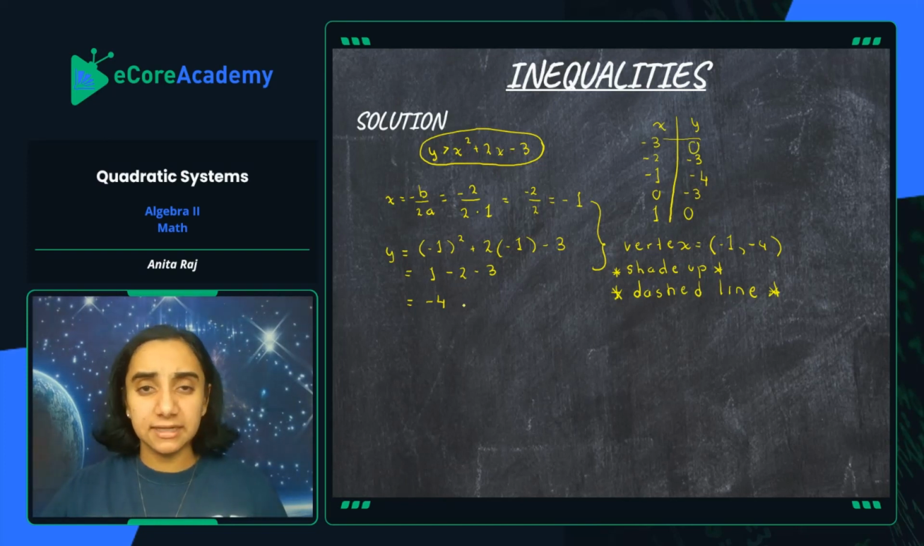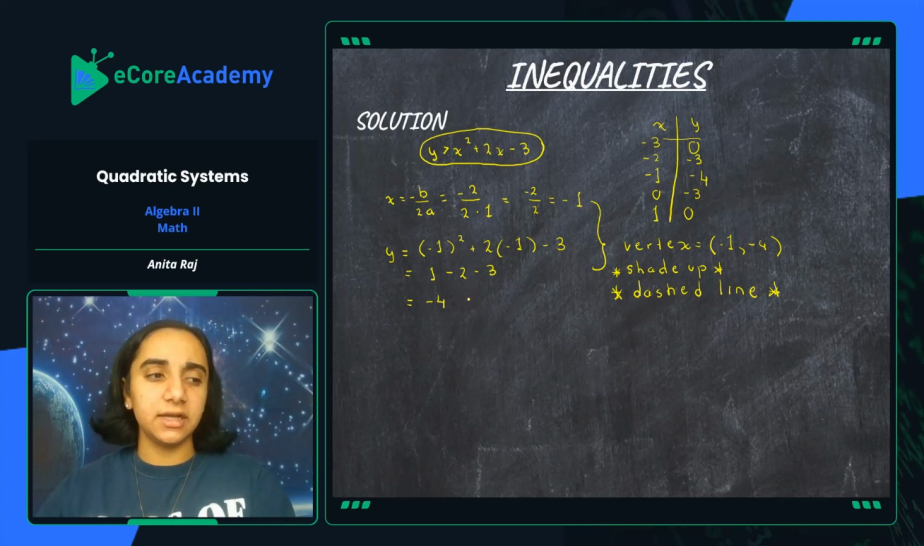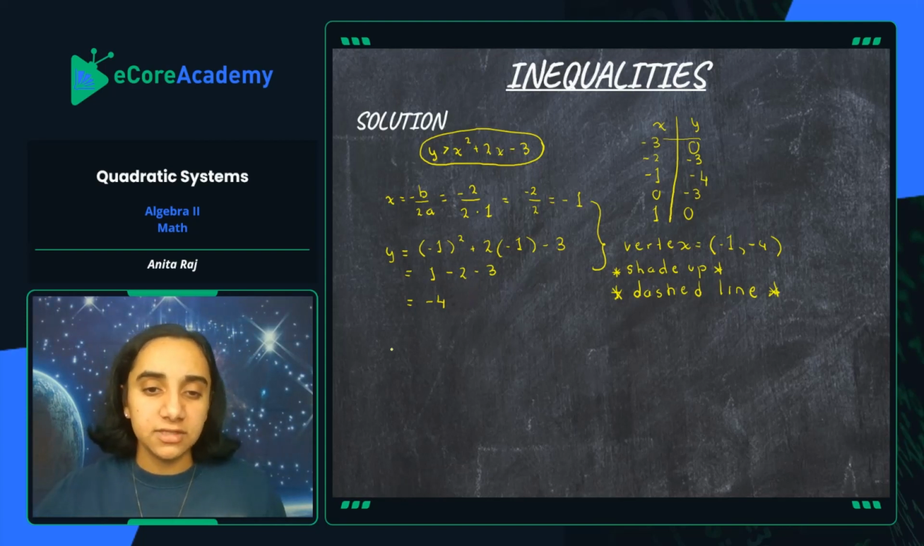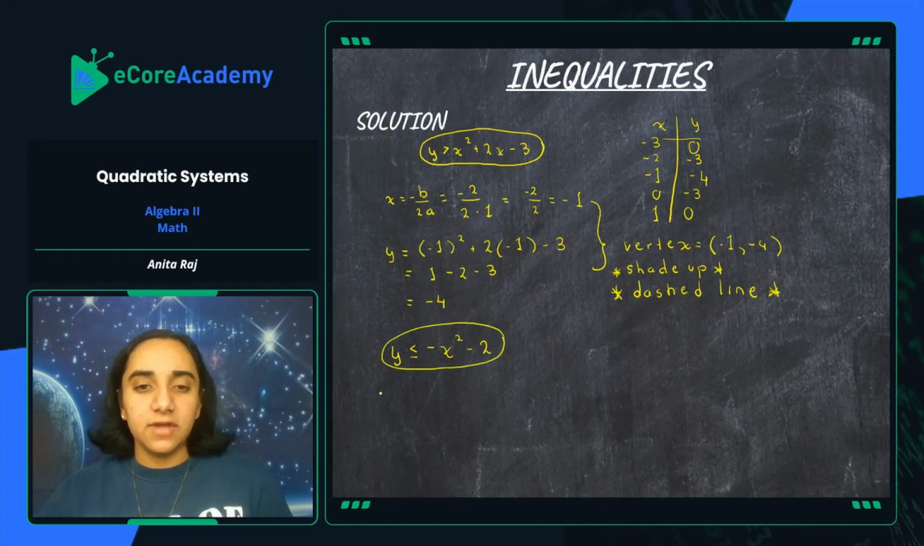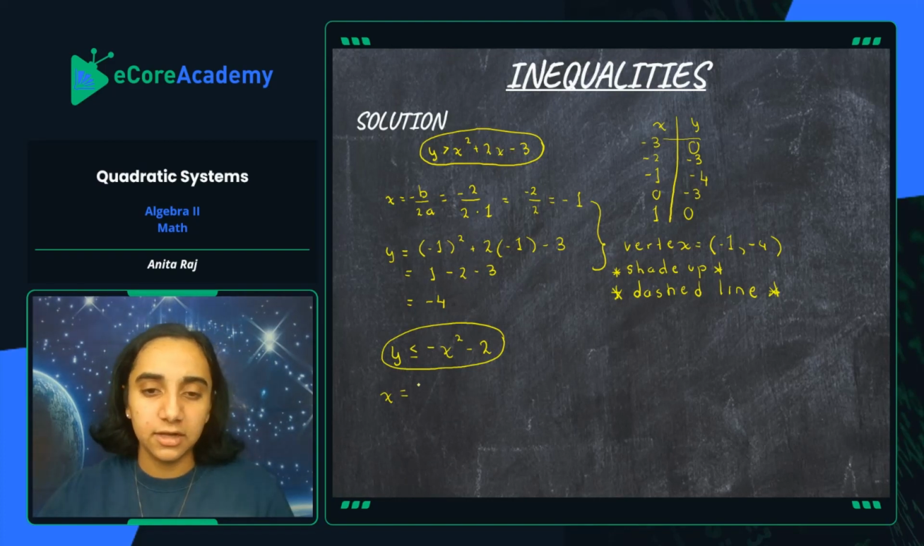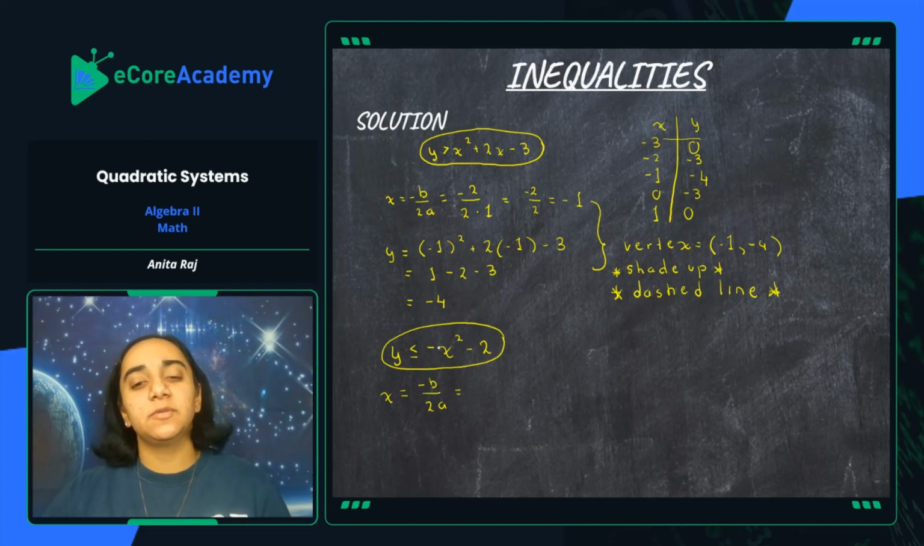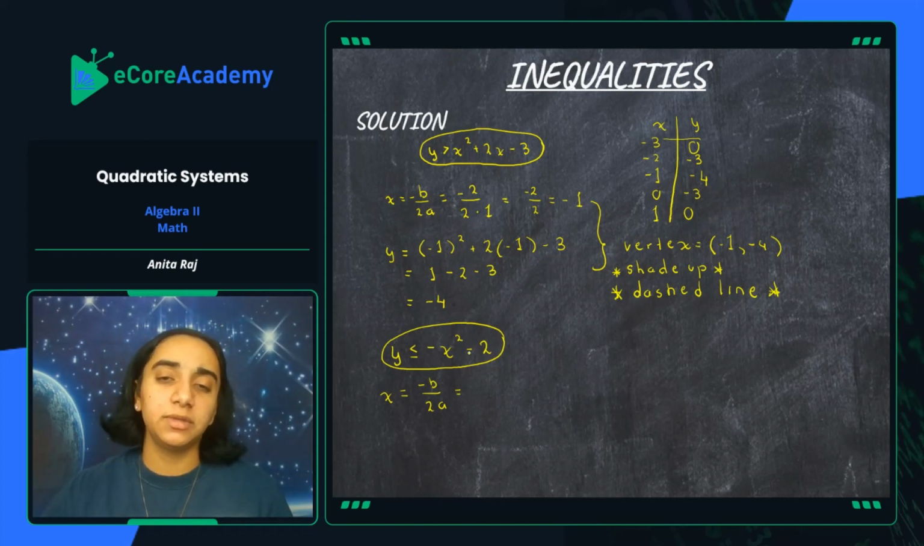So let's repeat that exact same process, but let's do it with the second quadratic inequality we were given. The second one we were given was y is less than or equal to negative x squared minus 2. So this is the second one. So we're going to have x is equal to negative b over 2a. We're repeating the exact same process. In this case, we have an a term and we have a c term, but we don't have a b term because we don't have just a linear x term. So therefore, our b term is equal to 0. So we end up getting 0 over 2 times a.